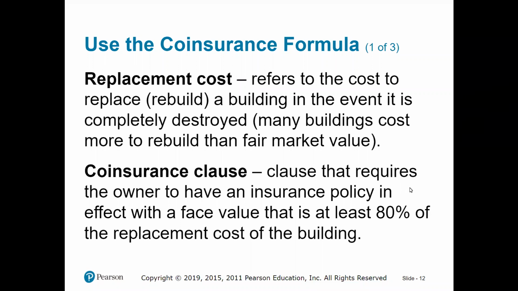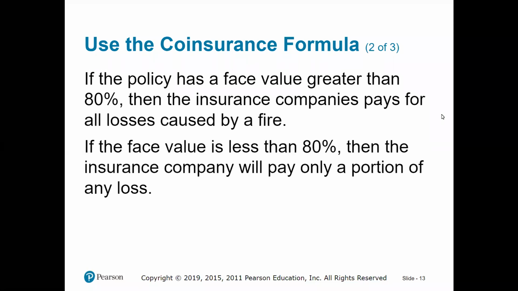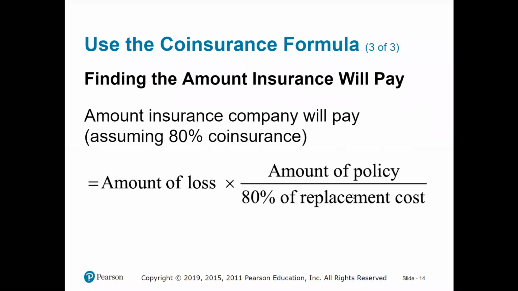Co-insurance clauses: clause that requires the owner to have an insurance policy in effect with a face value that is at least 80% of the replacement cost of the building. This is in addition to what you're paying for, by the way. If the policy has a face value greater than 80%, then the insurance company pays for all losses caused by a fire. If the face value is less than 80%, then the insurance company will pay only a portion of any loss. The most the insurance company will pay is the smaller amount of the loss or the face value of the policy.